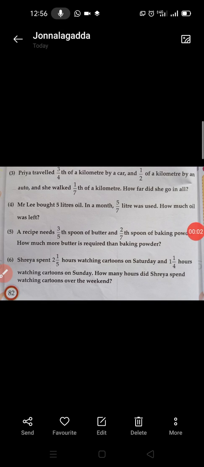Now we are going to learn how to add and how to subtract given fractions in page number 82 from practice exercise 4.2. Already you have completed the first two questions. Look at the third question now.